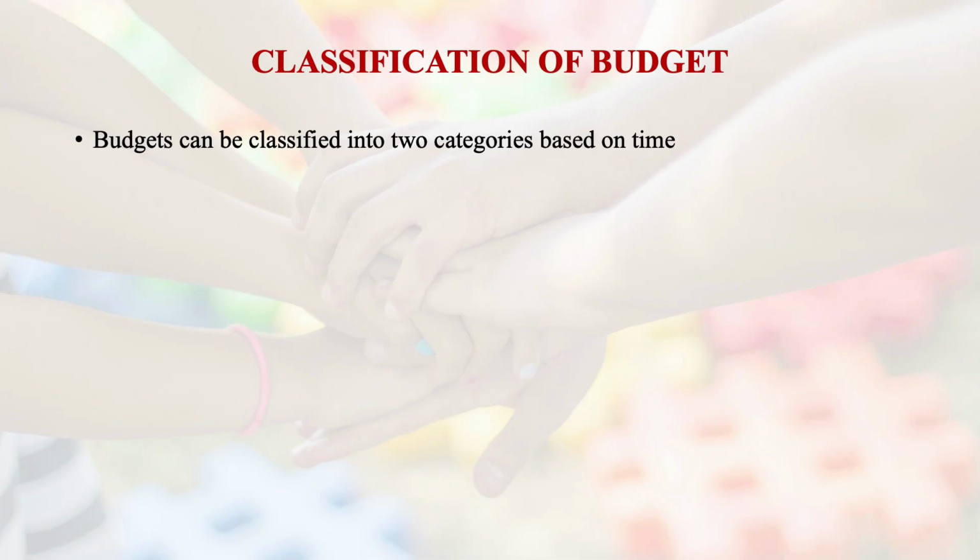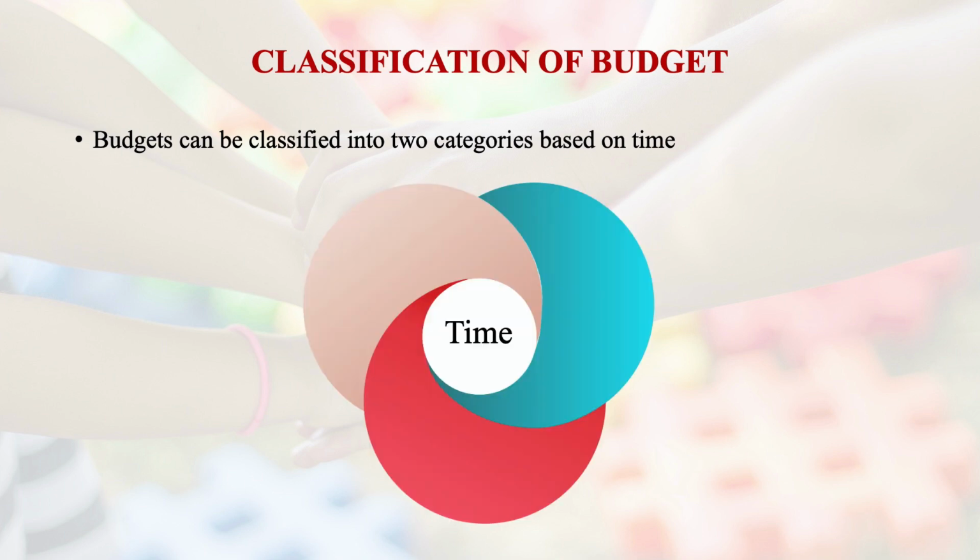When we talk about the classification on the basis of time, it can be classified into categories. Basically it is two categories: the long-term budget and the short-term budget. Then we add one more category, the current budget, that means the present budget, something which is actually running. That is the basis of the time period for classifying the budget.